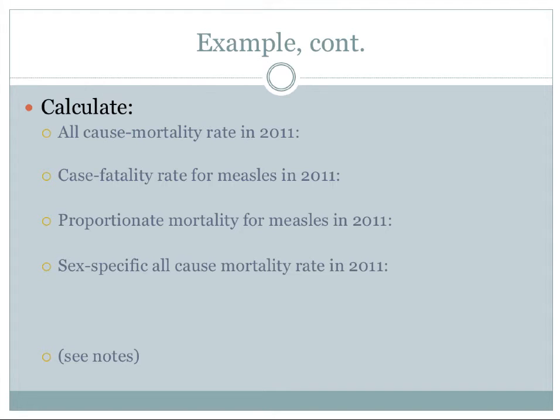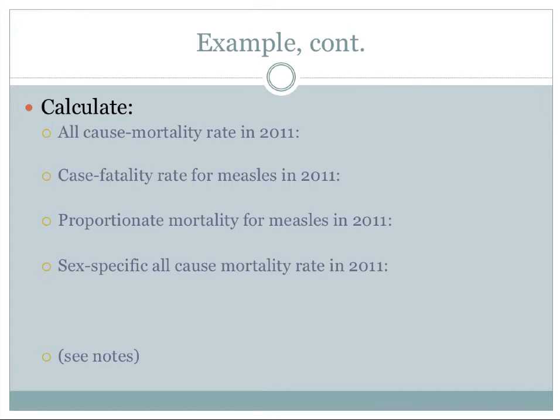For case fatality, we will take the number of people dying from a specific disease at a specific period, and we will divide it by the number of people with the disease, and we will multiply it by 100 since it is a percent. So the case fatality for measles was 18 out of 20, since 20 people had measles, 18 died, right? So that means it's 90% of cases with measles will die.